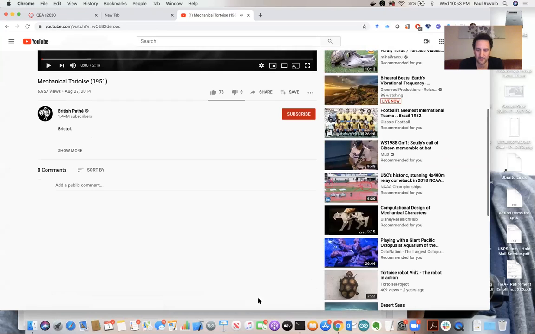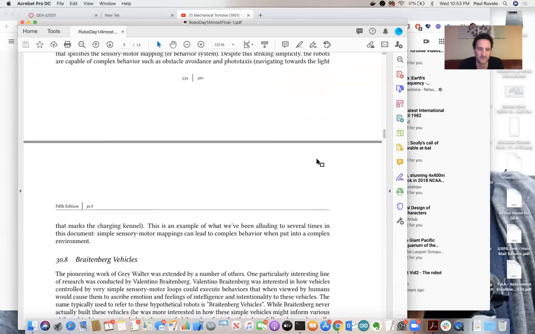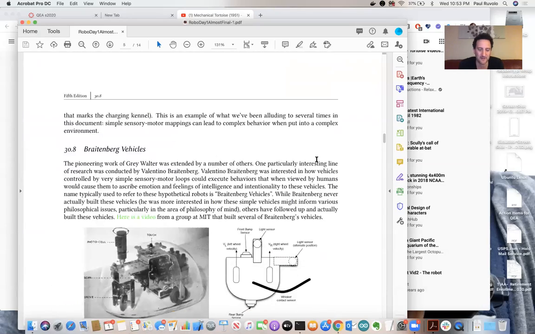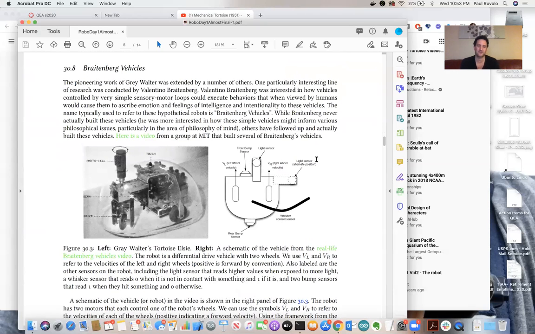Pretty mind-blowing in my opinion, that something so advanced can be realized by a fairly simple machine. So pretty cool stuff. In that spirit, we're going to try to do something very similar ourselves. We're going to try to understand what sort of sensory motor mappings would lead to some pretty interesting behaviors.